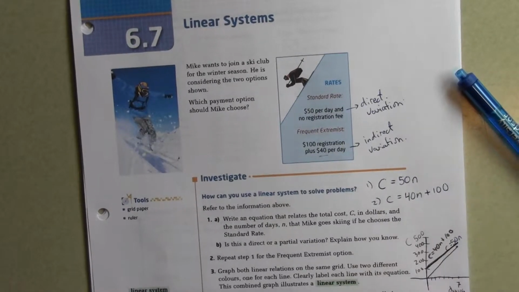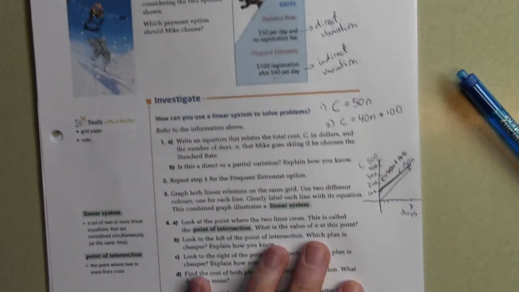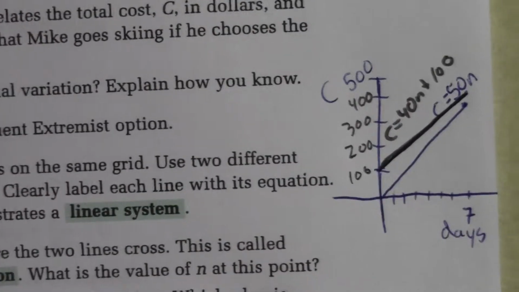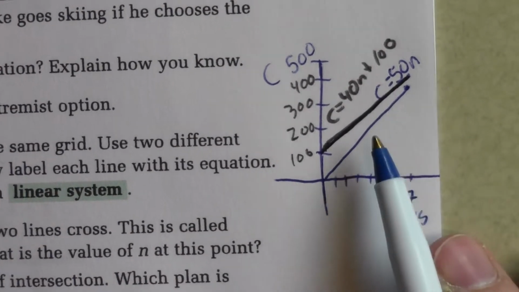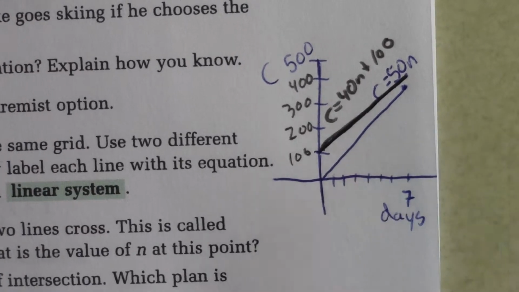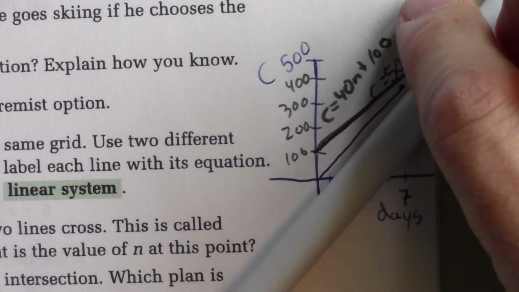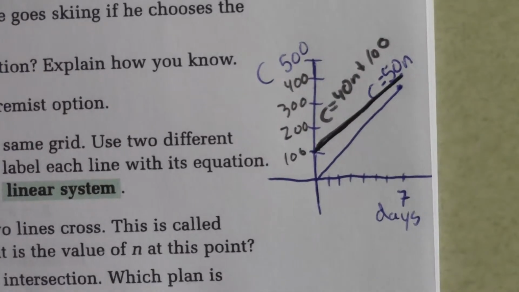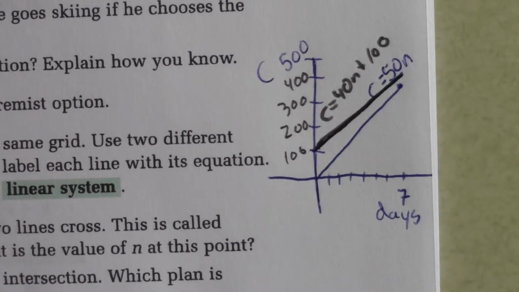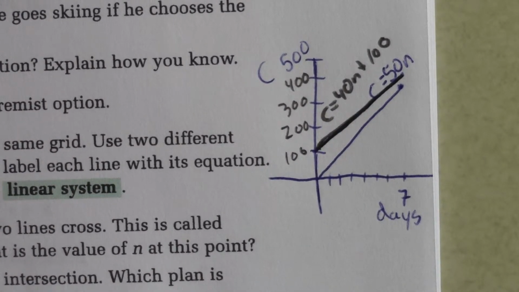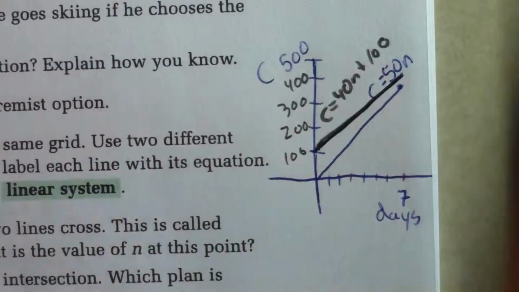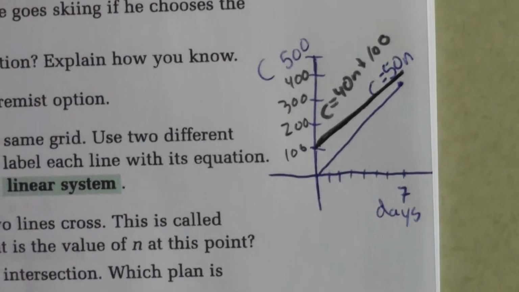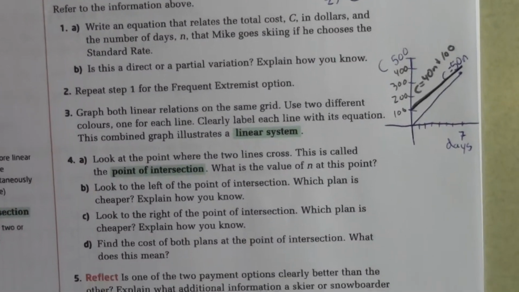Any questions about this graph? It's a little small. Let's zoom in here. So we can see that one has a steeper slope, and they will meet at some point. Looks like it's after 7 days, though. Yeah, it's going to be 10. Okay, you're already ahead of me. All right. So let's see. Graph both linear relations on the same grid. Use two different colors, one for each line. Clearly label. So that's our linear system.